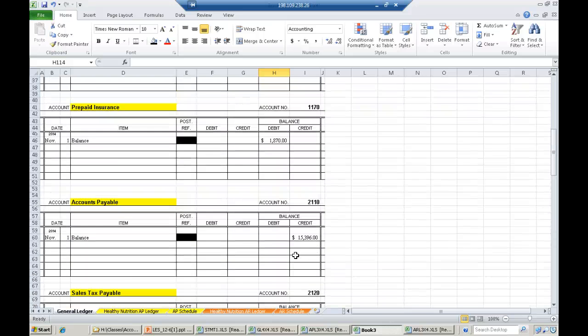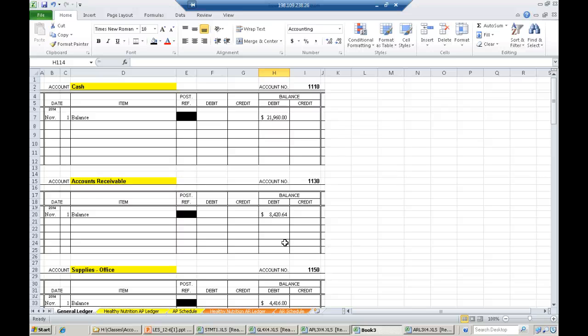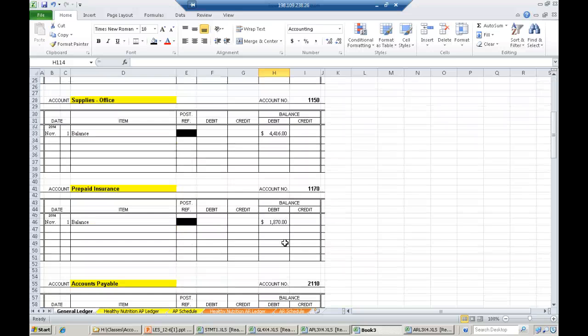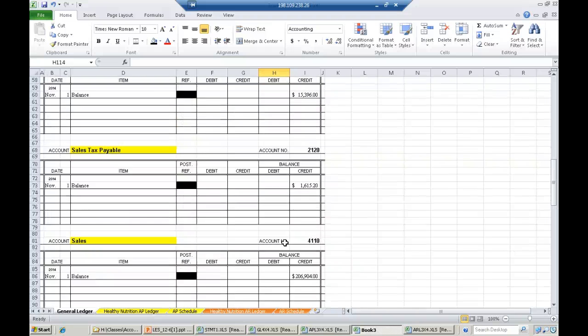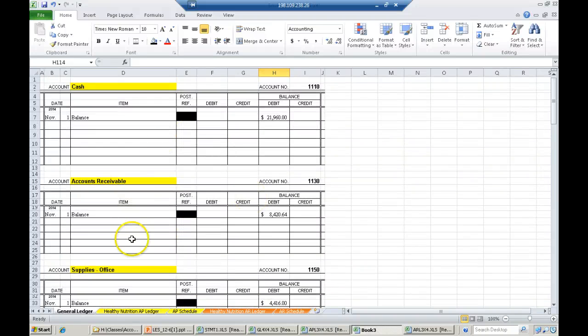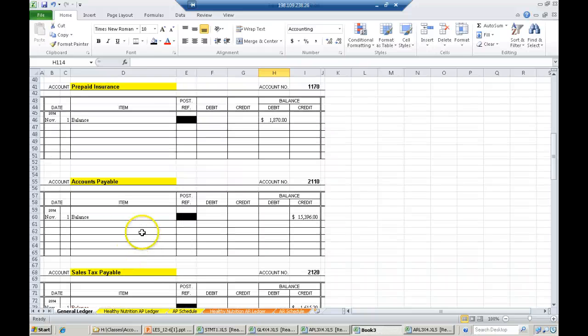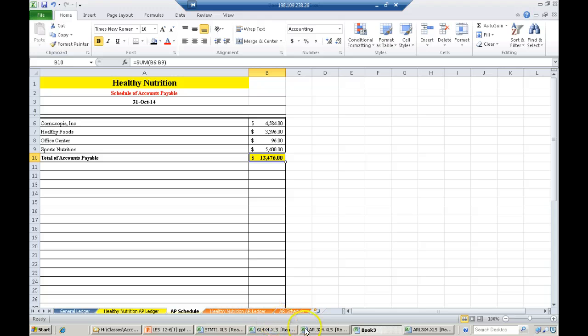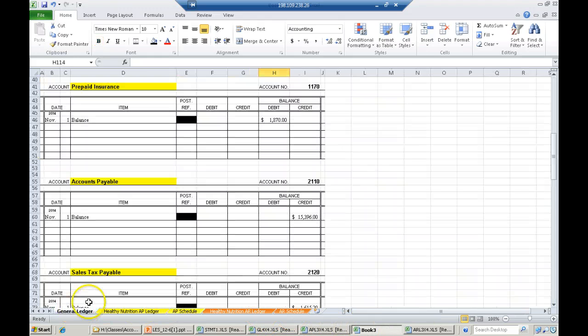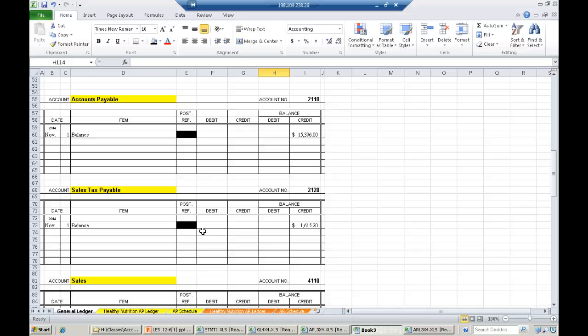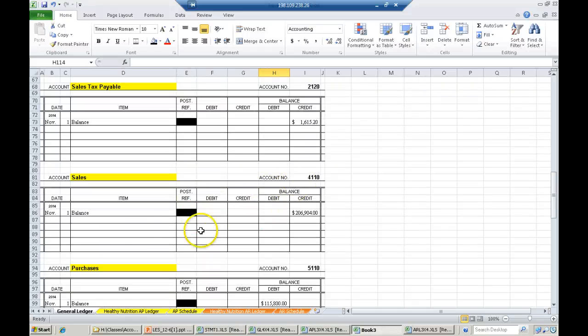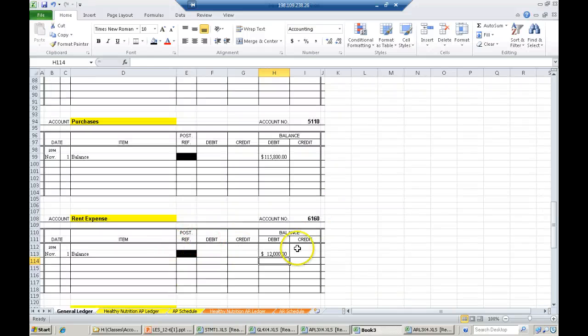So we do have all of our balances in our general ledger. Now there's more accounts involved in your general ledger, but for the application problem, we have multiple asset accounts. We have our liability accounts, which is the total of our balance. Actually, this should be the same amount. We have our sales account, purchases account, and our expenses account. Everything's pretty much covered here.